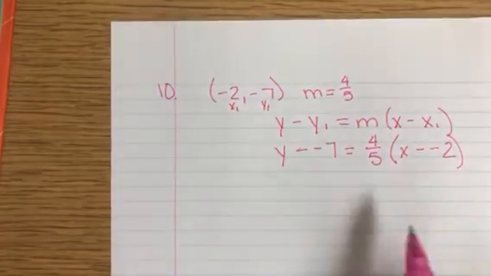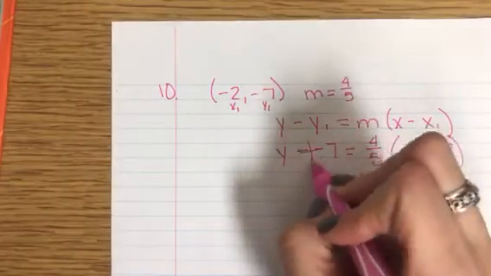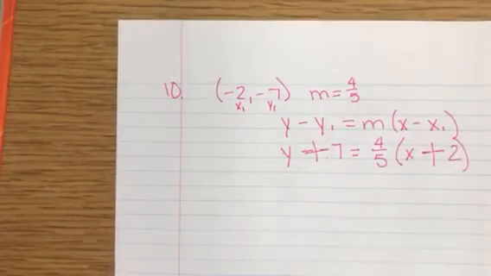Now you need to get this solved for y, but as a quick reminder, if we have these two negatives happening side by side, we want to make sure we turn those into addition signs. So distribute and solve that to get that to say y equals.